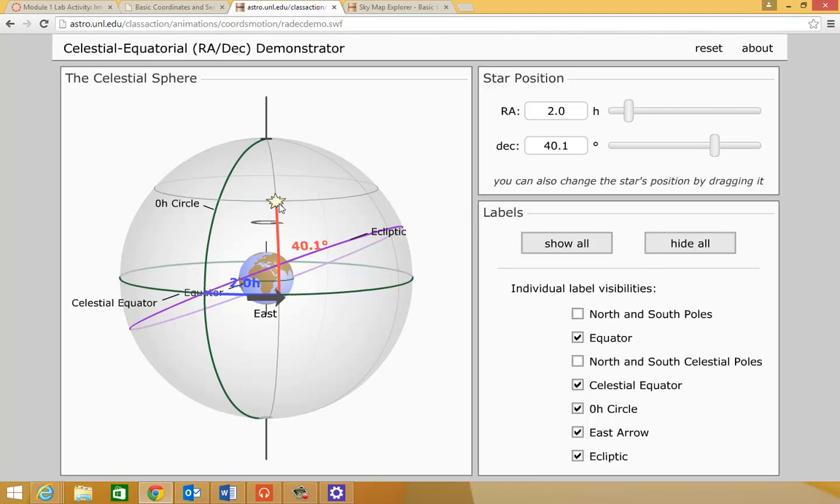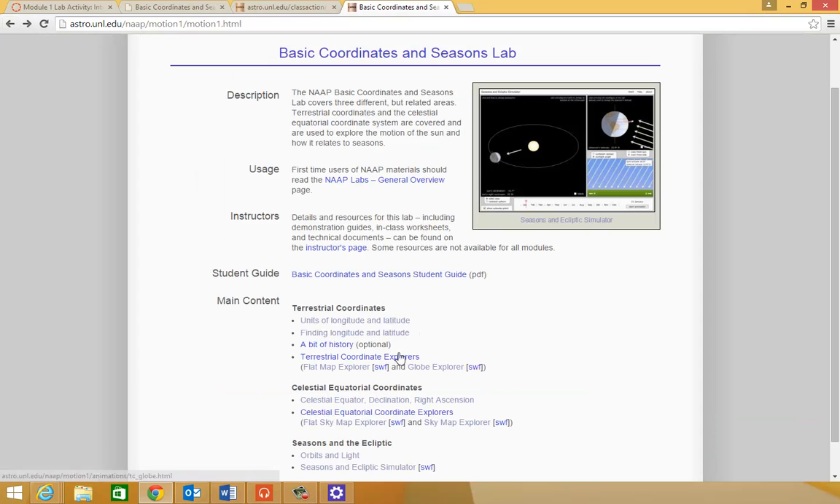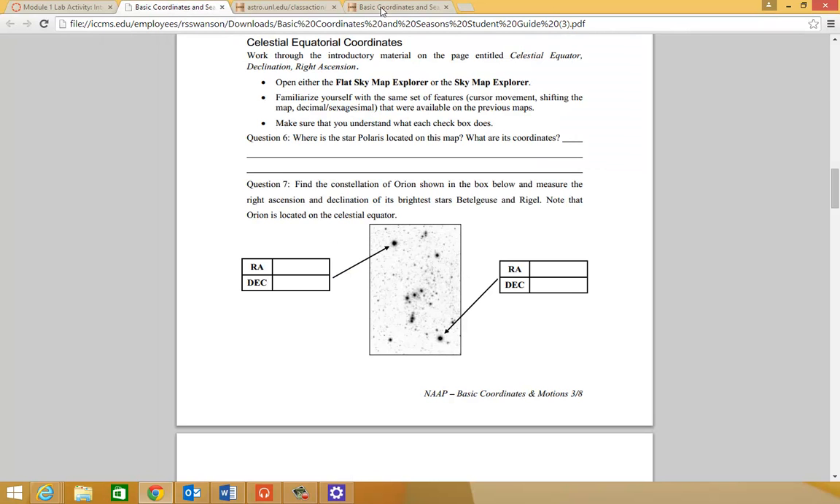Those are the coordinates for that particular star. Now let me go back into the Sky Map Explorer to show you what you'll be looking at, because again, you're supposed to figure out the coordinates of a couple of stars in the constellation Orion.